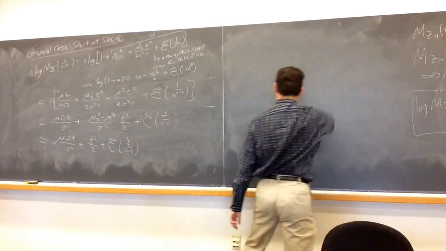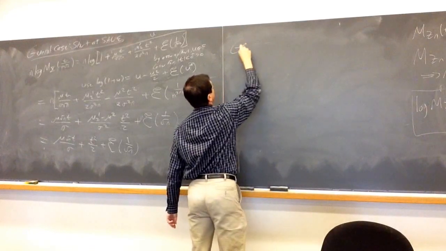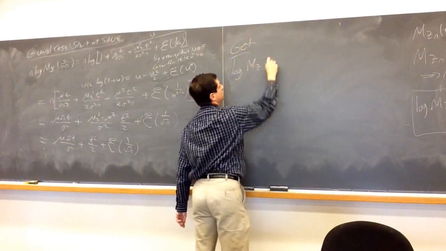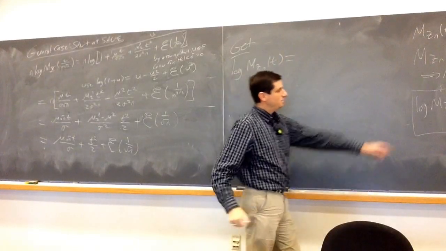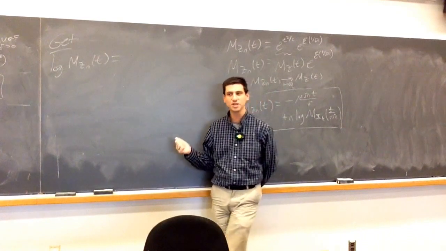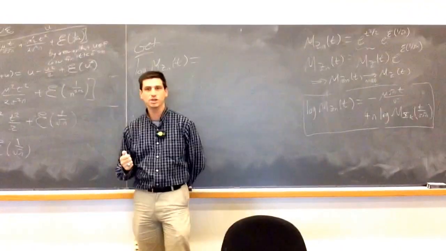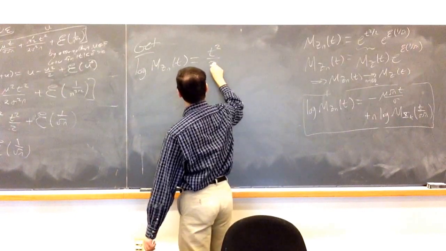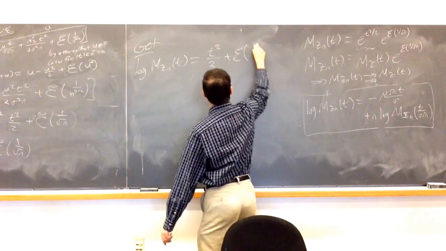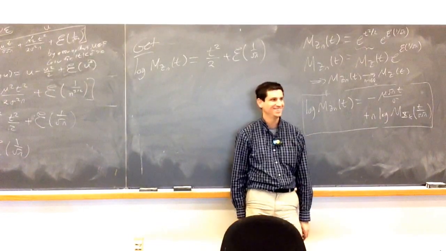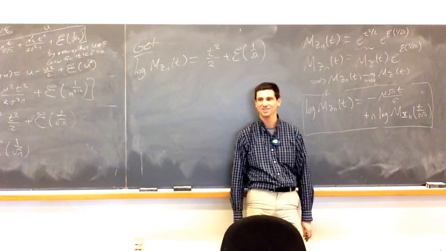So we get the log of mzn of t. The main terms cancel, which is really good because the main terms blow up. We don't want any of those to survive, and then we're left with just the error with the next term. So we get t squared over 2 plus error 1 over square root of n. Boy, this looks similar. This is what we had a moment ago.